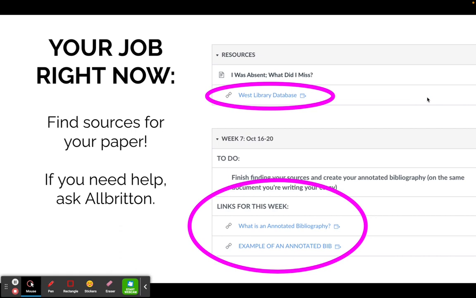So your job is to continue finding sources for your paper and then to start building that annotated bibliography. And if you need help, I have linked some resources in our week 7 module.